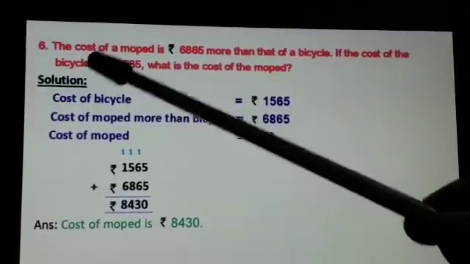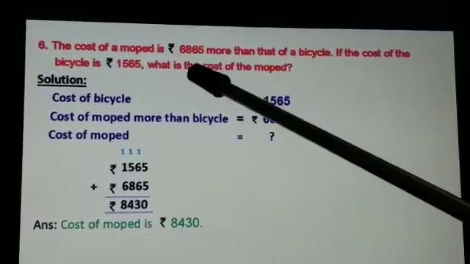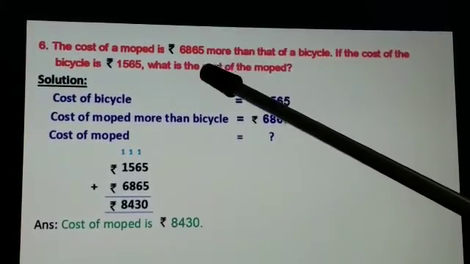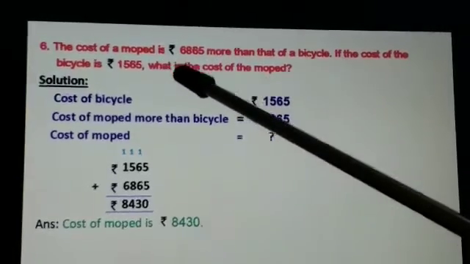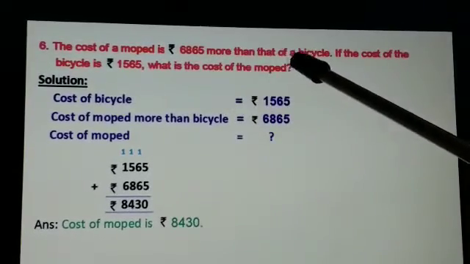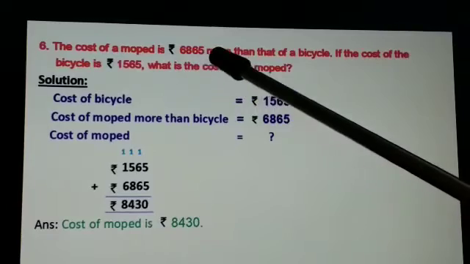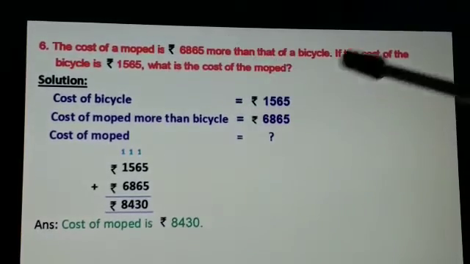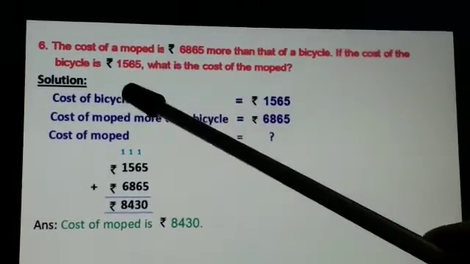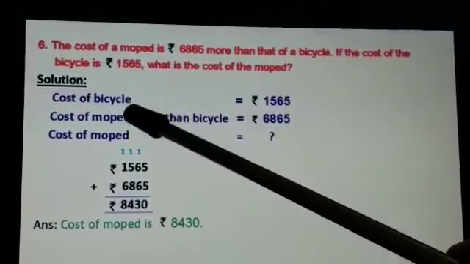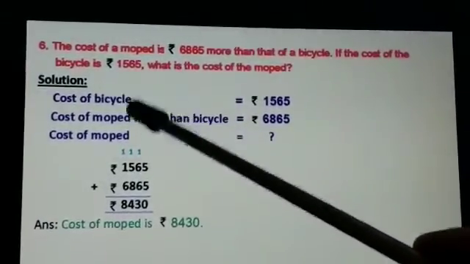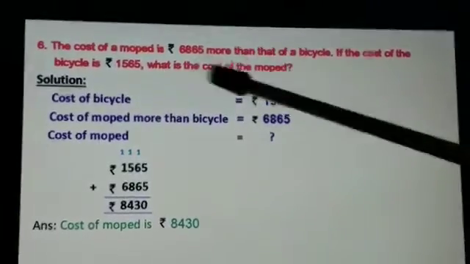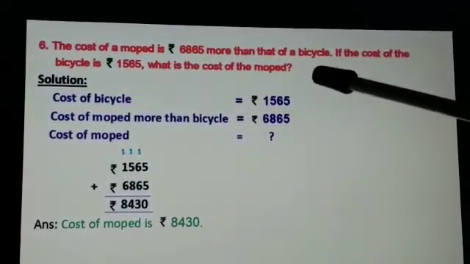Now next question, the cost of a moped is rupees 6865 more than that of a bicycle. एक मोपेड की कॉस्ट बाइसिकल से 6865 रुपीज़ ज़्यादा है. If the cost of the bicycle is rupees 1565, अगर बाइसिकल की कॉस्ट इतनी है, then what is the cost of the moped? तो मोपेड की कॉस्ट कितनी होगी?